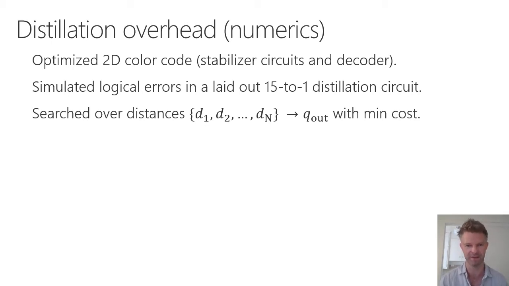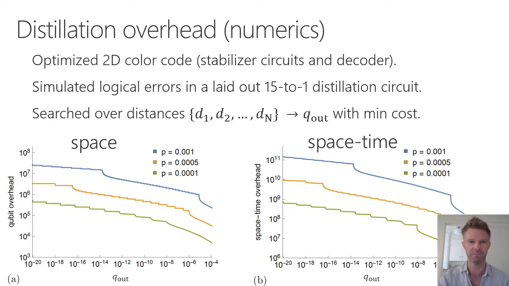So what I mean by that is, to specify a distillation scheme, you need to say how many rounds of distillation there are, big N, and what the distance of codes used at each round is, these little d's here. And we could just try many different combinations and find the cheapest, the least expensive one, which produces some target output fidelity Q out. And here I just plot what we found.